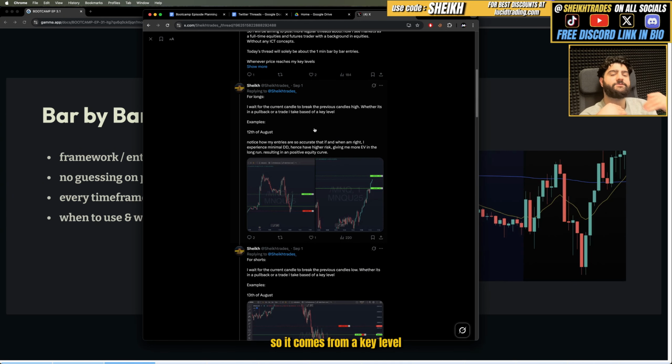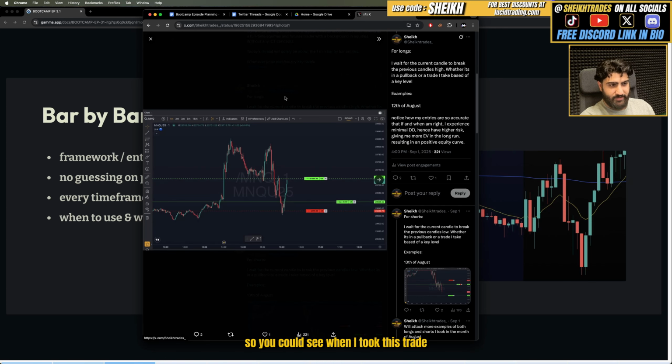So it comes from a key level. It comes from a strategy that I already have, and I take it based on that. So the example, the 12th of August, notice how many entries are so accurate that if and when I'm right, I experience minimal drawdown, hence have higher risk, giving me more EV. EV will be explained as well in the longer run, resulting in a positive equity curve.